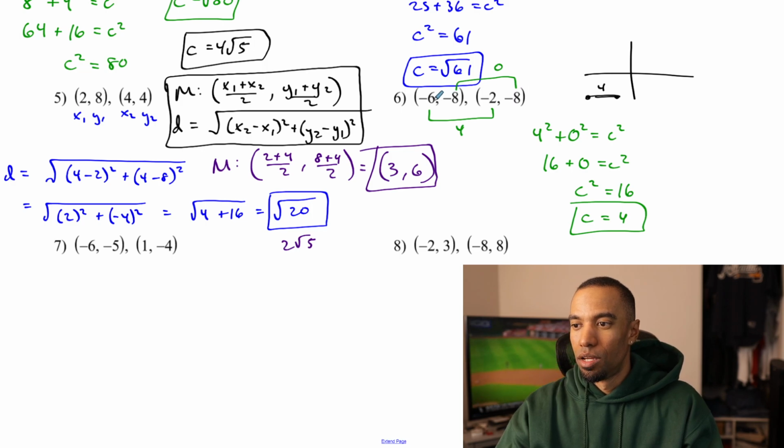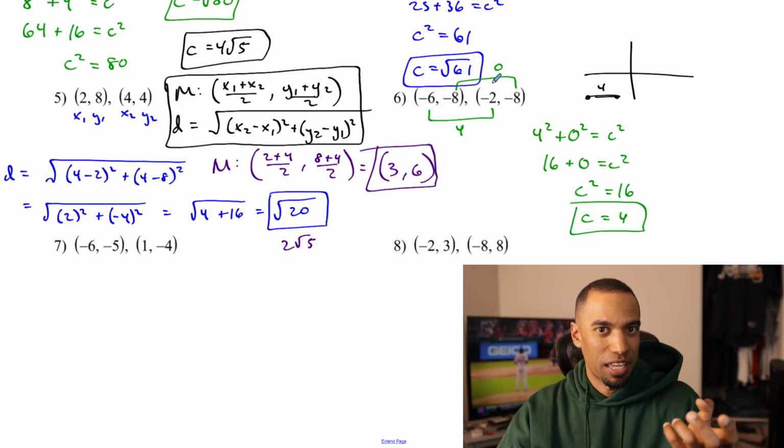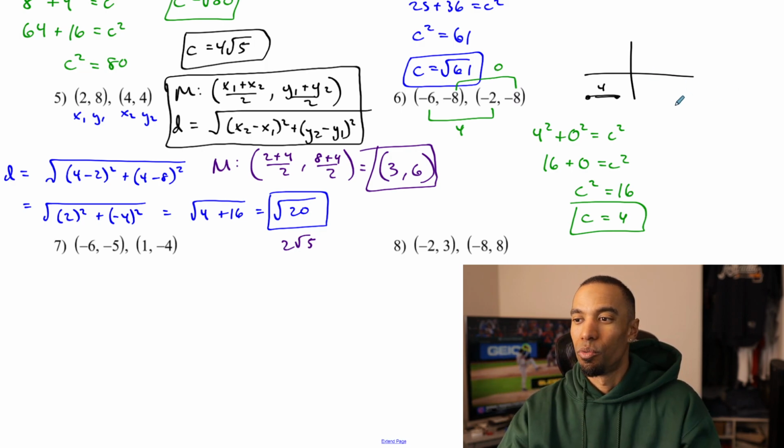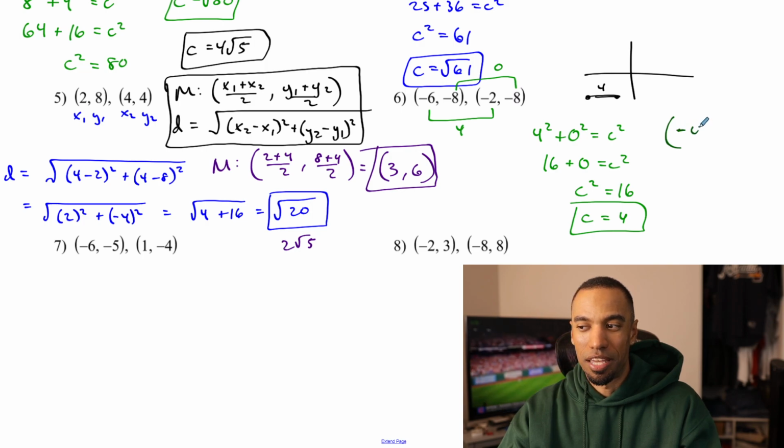Midpoint. What's the number between negative... What's halfway between negative 6 and negative 2? What's that midpoint value? Negative 4. What's halfway between negative 8 and negative 8? Well, if it's the same value, the answer is negative 8.